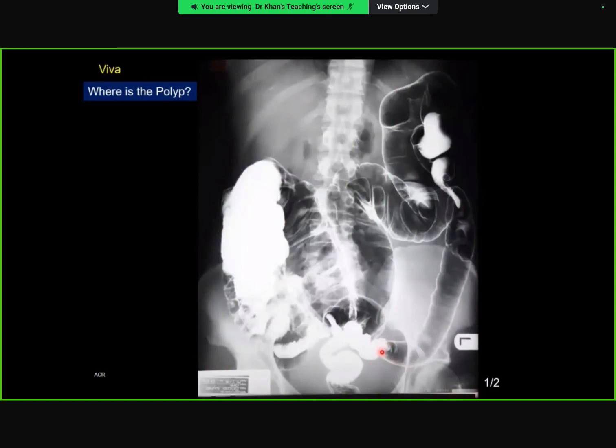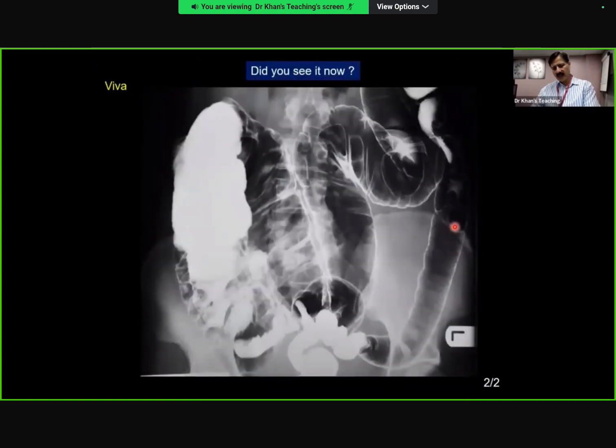Okay. It's a difficult one. This is totally difficult. I'm not expecting anybody to pick it up here, but I'll come back to this film. The idea again is to develop your eyes. You see this, look at this.